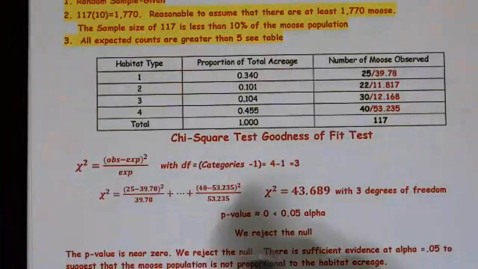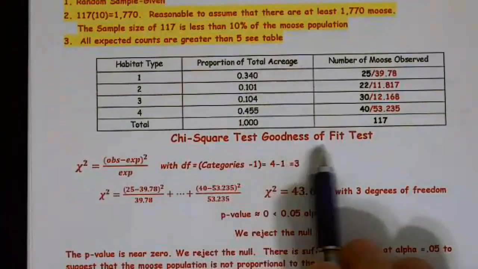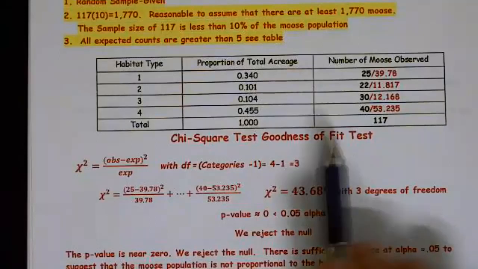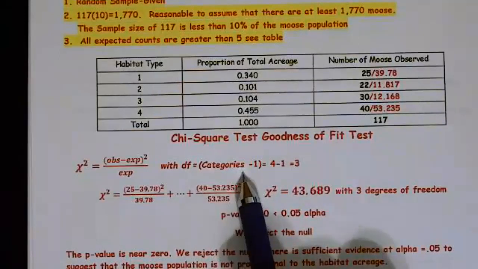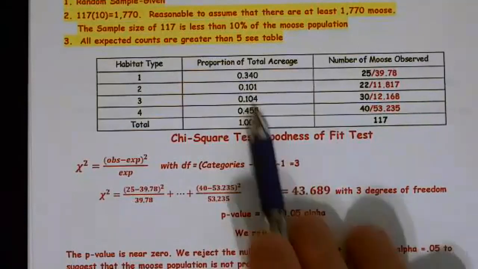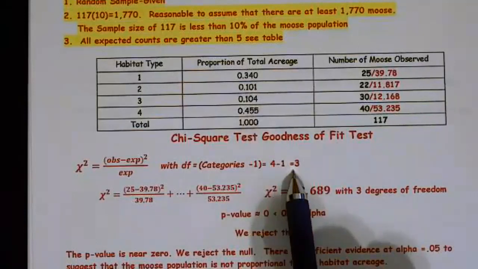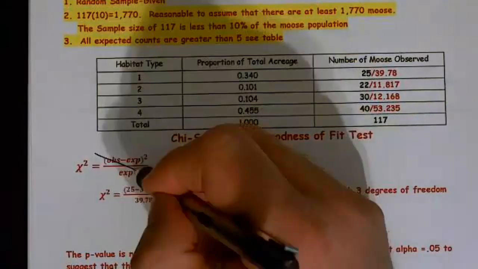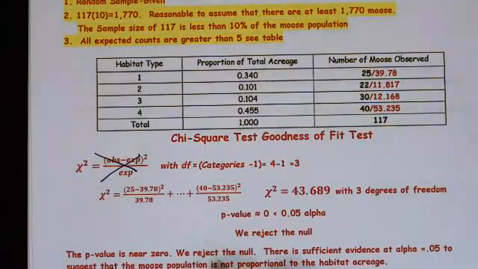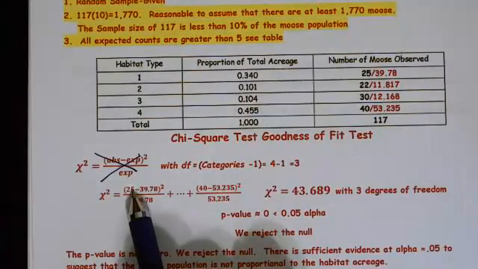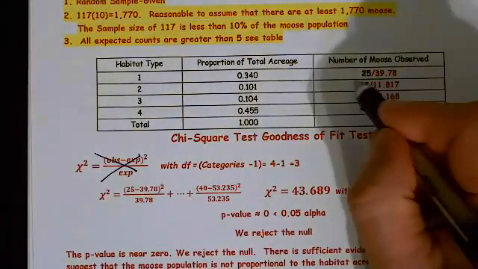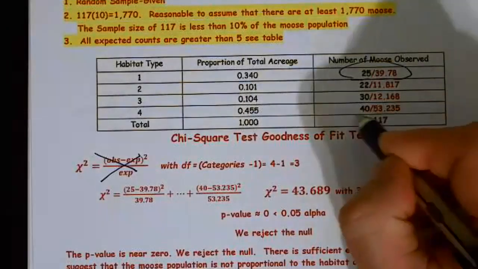So what type of test are we running? Chi-squared test, goodness of fit. For chi-squared, the degrees of freedom is categories minus 1. In this case, we have 4 categories, so 4 minus 1 is 3. When we show our work, and by the way, we're going to cross out this, it's observed minus expected over expected. So observed minus expected over expected, and I only need to show the first and the last.